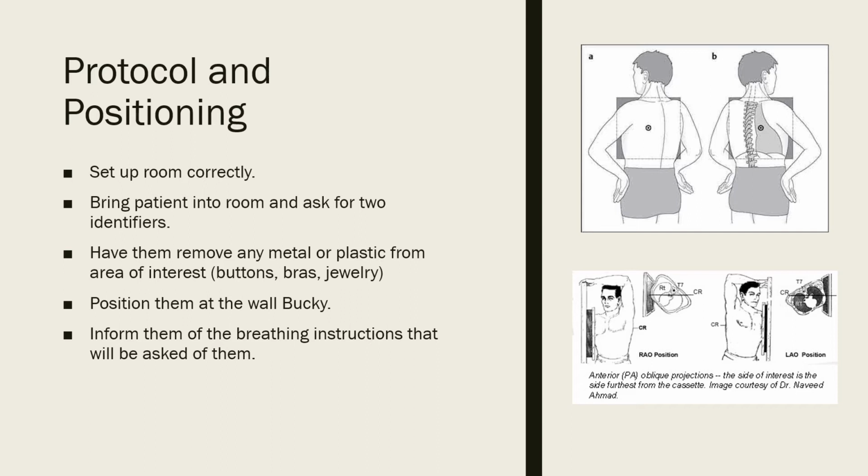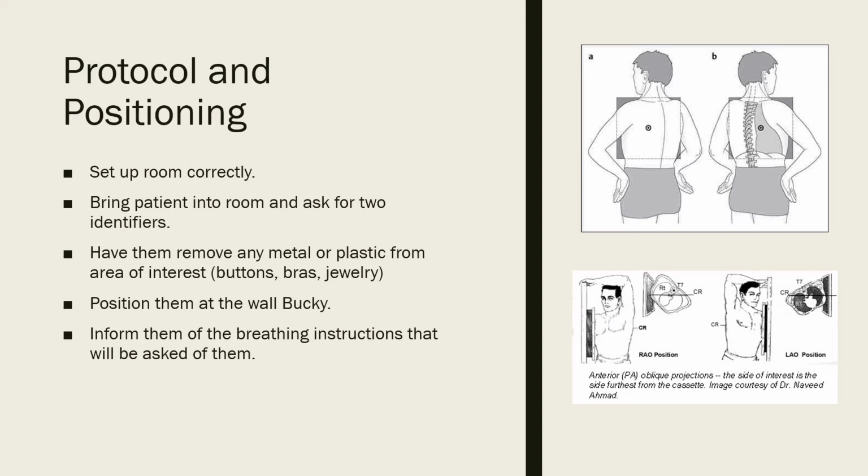You will then have the patient abduct the arm on the affected side. We do this to carry the scapula away from the rib cage so it will not be in the image. To make the patient more comfortable, rest the patient's hand on their head. You can then tell the patient to rest their other hand on their hip.